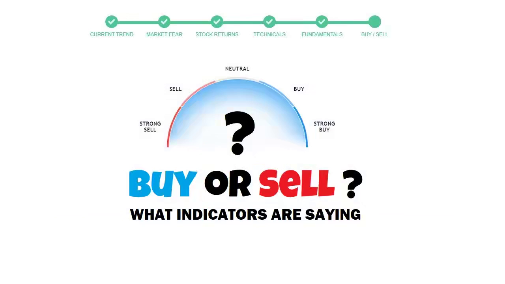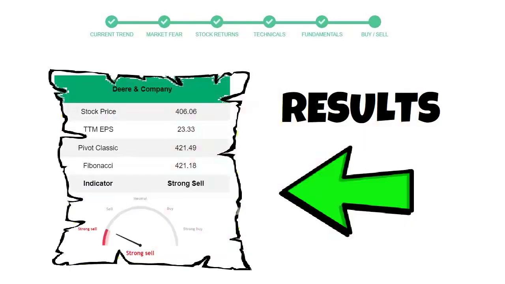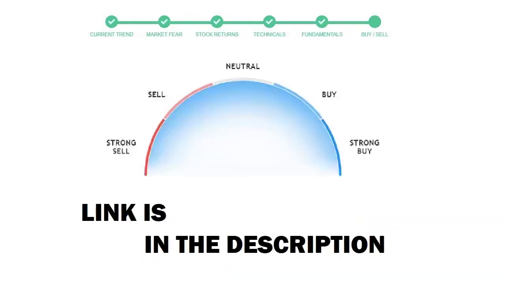To see today's buy or sell decision of the stock, we will use the buy-sell indicator webpage. Just press the Analyze button on the page, and it will calculate all indicators and display today's buy or sell decision for this stock.